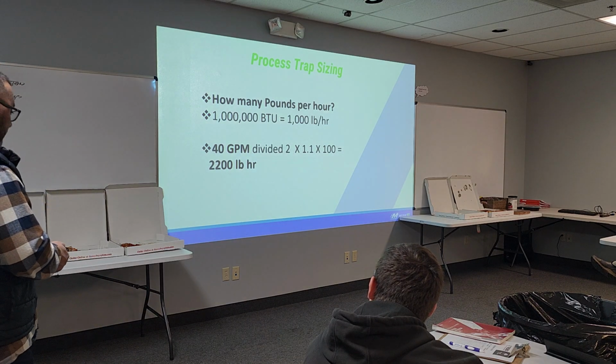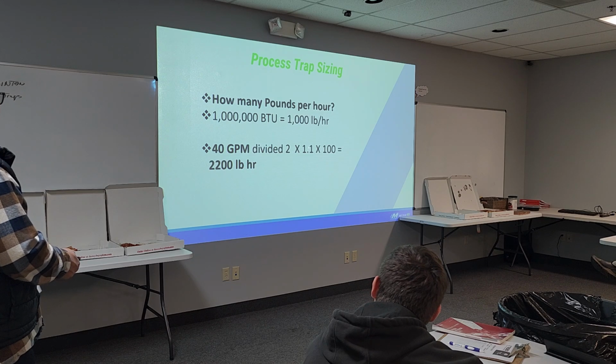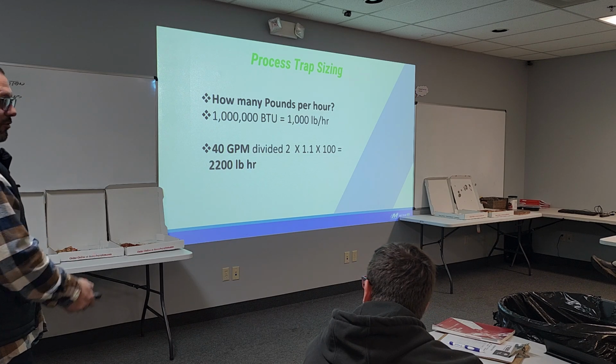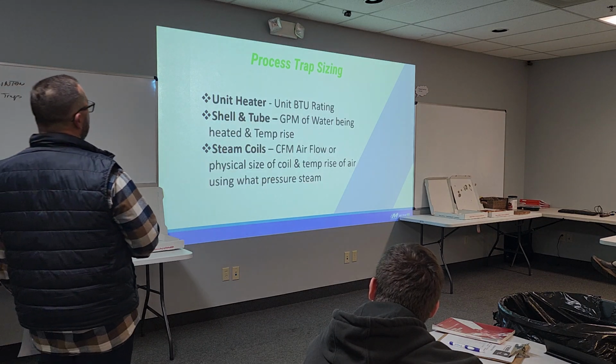So, just a handy little 40 GPM. GPM divided by 2 times 1.1 times 100 will give you pounds per hour. Pretty standard stuff. Process trap sizing.